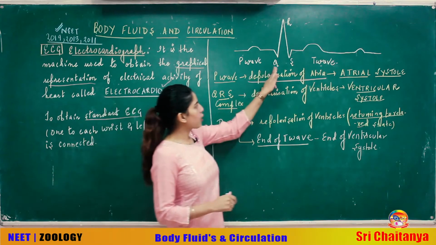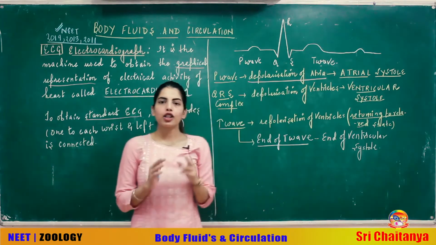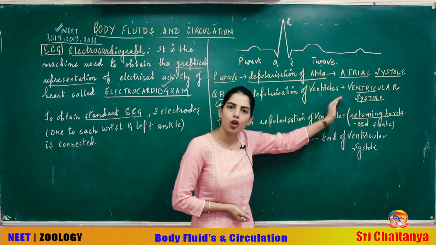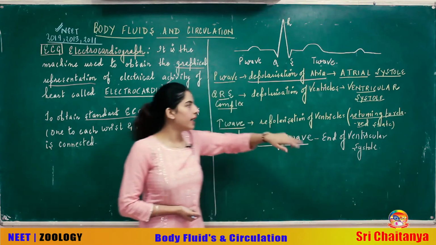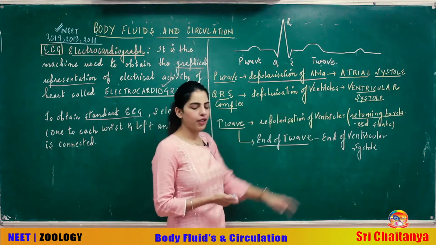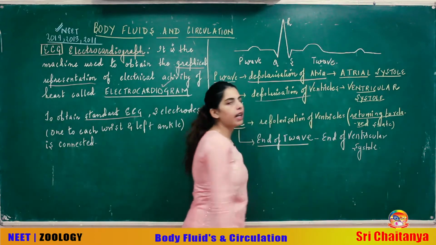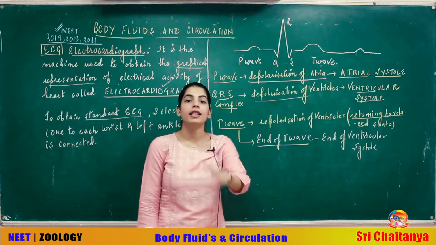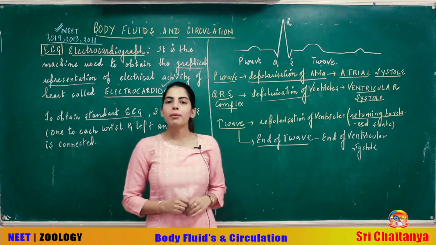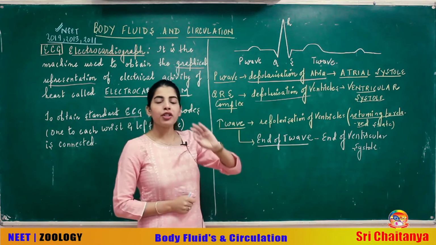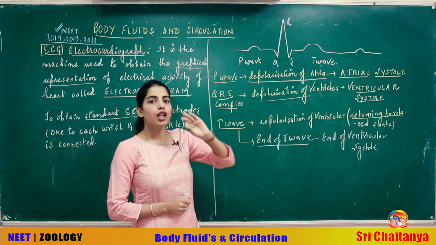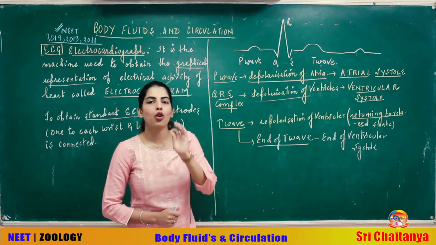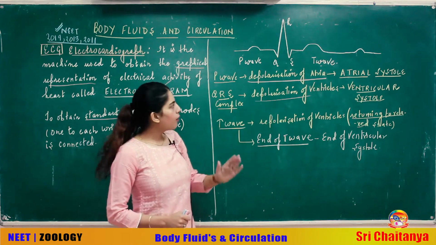Now looking at this QRS complex. This QRS complex again does not represent ventricular systole. What it represents is depolarization of ventricles, that leads to the event called ventricular systole. Also remember, students, that ventricular systole starts shortly after the Q wave. Shortly after the Q wave, ventricular systole starts.